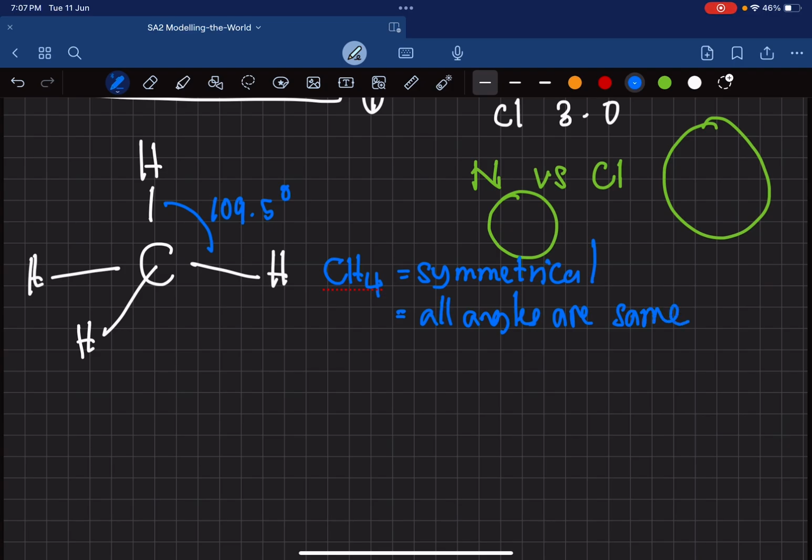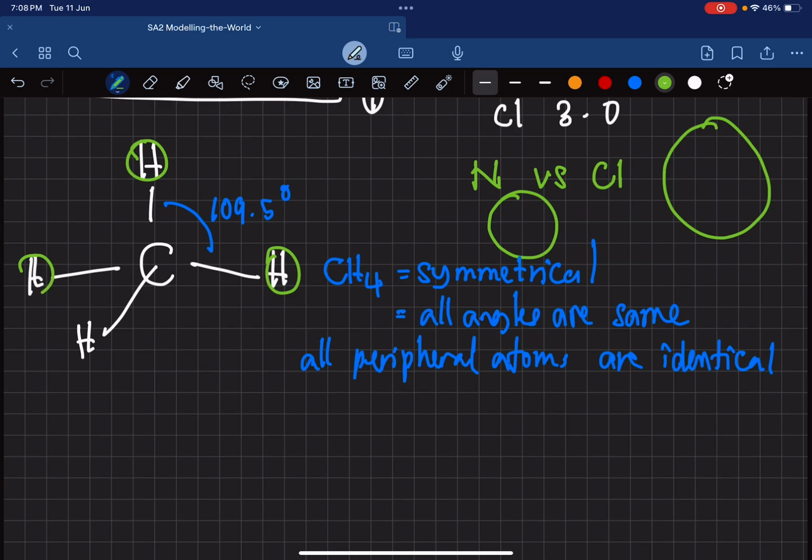Okay, all angles are the same, which means the molecule is symmetrical. The second thing I want you to notice is that all peripheral atoms are identical. Notice all the peripheral atoms, they're all the same. So first of all, methane is symmetrical because all angles are the same and all peripheral atoms are identical.